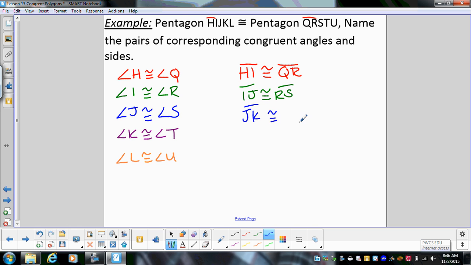JK is congruent to ST, and I can just keep going just by looking at the position of the letters. KL, the last two letters, is congruent to TU, and then HL, the first and last letter, is congruent to QU. So the names really speak volumes to what is happening with these two pentagons. If I were to draw these two pentagons, HIJKL and QRSTU, these would be the pairs of angles and the pairs of sides that correspond to each other in order for them to be congruent.